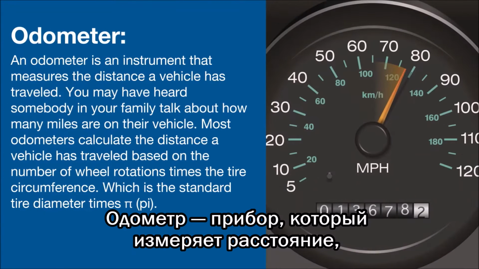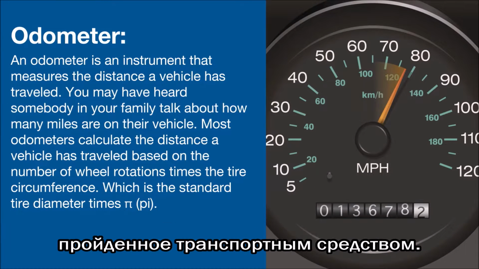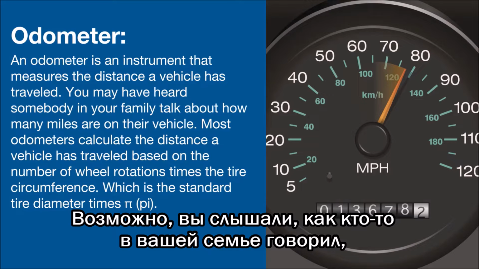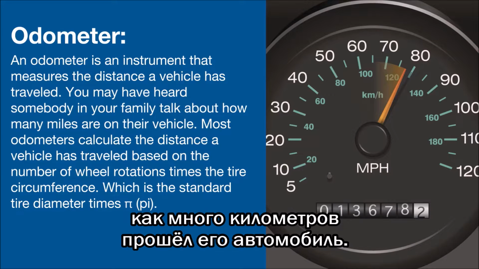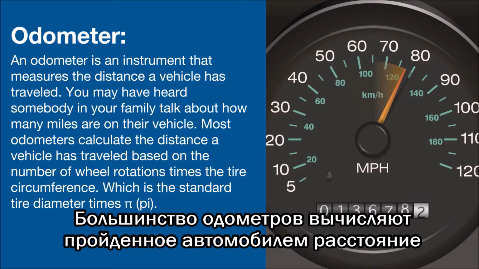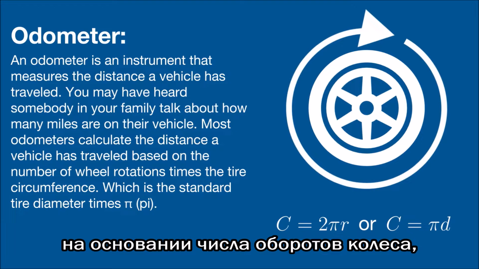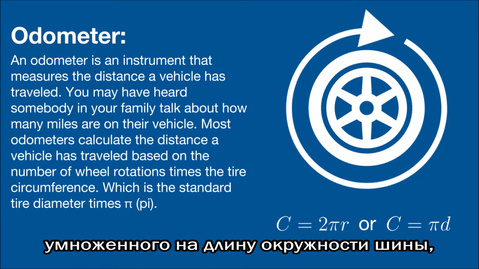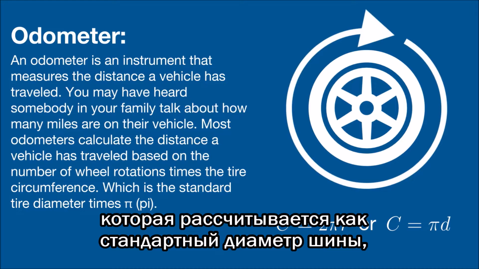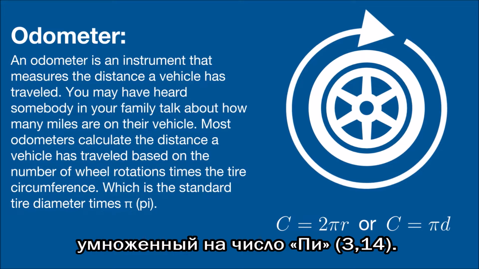An odometer is an instrument that measures the distance a vehicle has traveled. You may have heard somebody in your family talk about how many miles are on their vehicle or how many miles they've had to travel. Most odometers calculate the distance a vehicle has traveled based on the number of wheel rotations times the tire circumference, which is the standard tire diameter times pi.